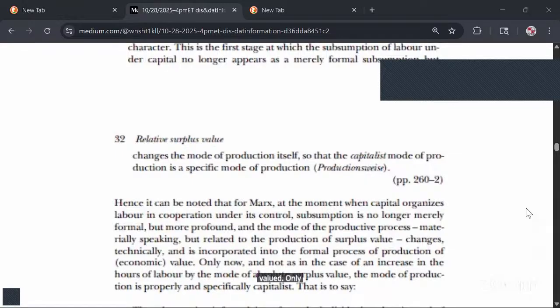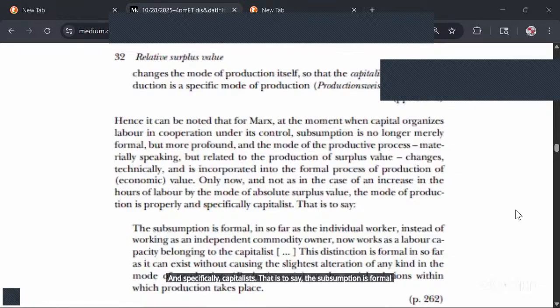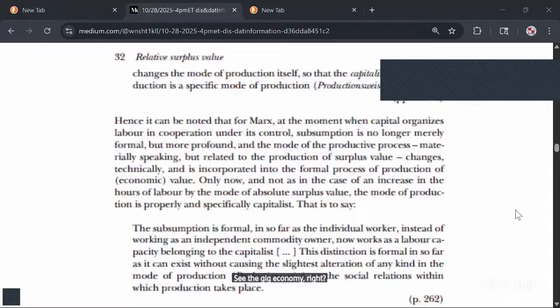Only now, and not as in the case of an increase in the hours of labor by the mode of absolute surplus value, the mode of production is properly and specifically capitalist. That is to say, the subsumption is formal insofar as the individual worker, instead of working as an independent commodity worker, see the gig economy, right? Belonging to the capitalist, this distinction is formal insofar as it can exist without causing the slightest alteration of any kind in the mode of production or the social relations within which production takes place, close quote.